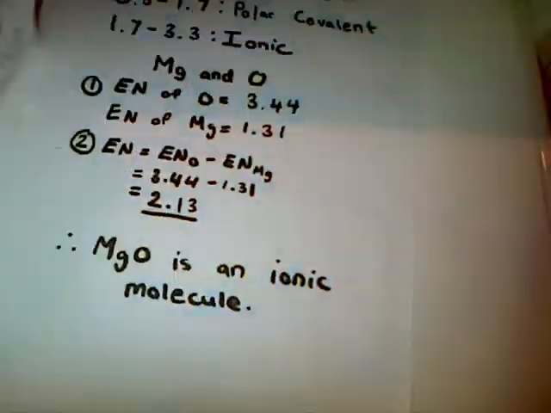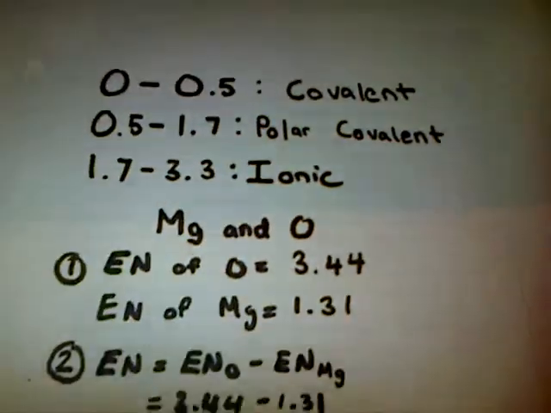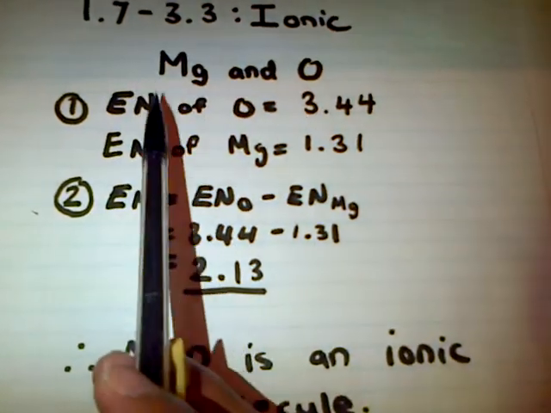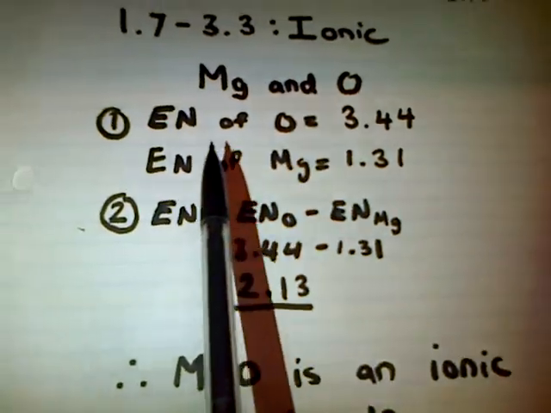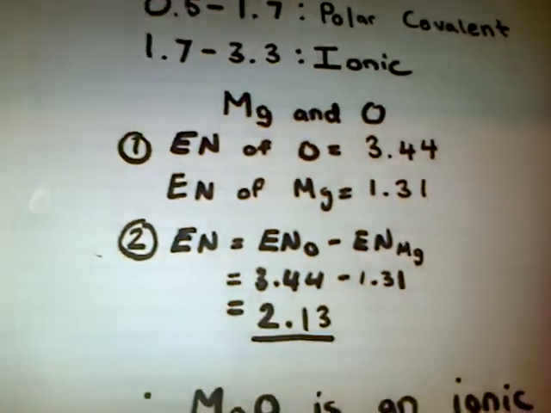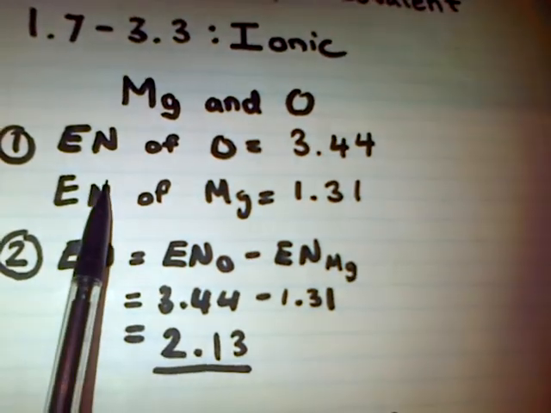So moving on, I'll talk about this after, but let's say you have magnesium and oxygen, and you want to figure out what type of bond they will form. You'll want to look at their electronegativity first.